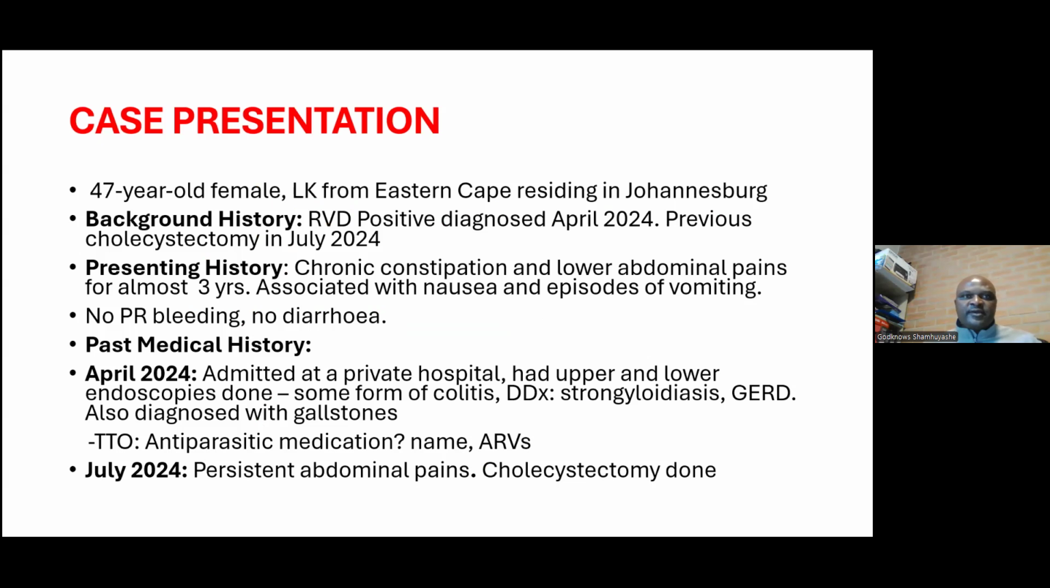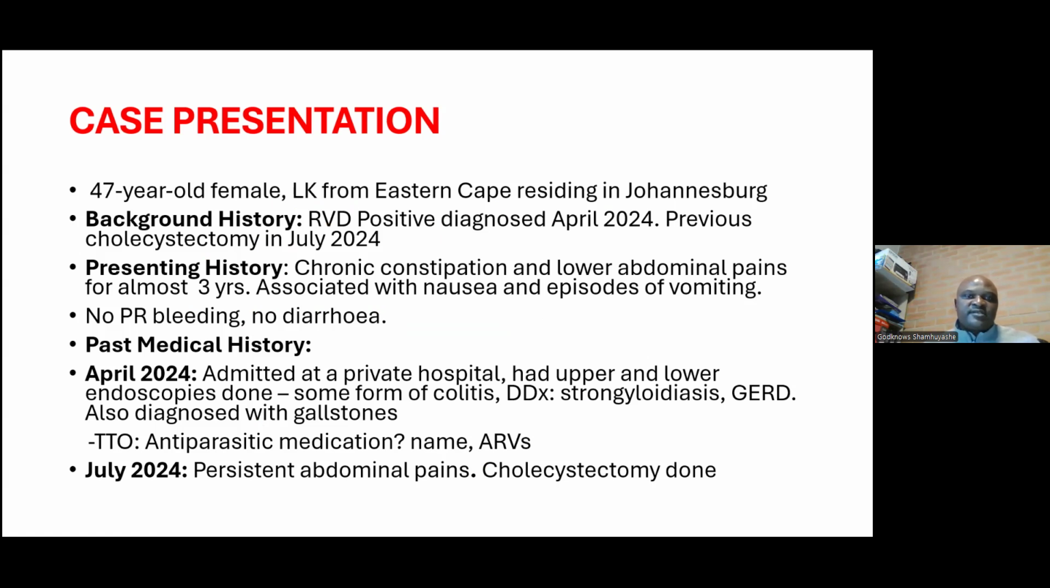So the case is a 47-year-old female from Eastern Cape residing in Joburg. She has a background history of HIV positive and also had a previous cholecystectomy. She presented with chronic constipation and lower abdominal pains for almost 3 years, associated with nausea and episodes of vomiting. There was no PR bleeding or diarrhea.